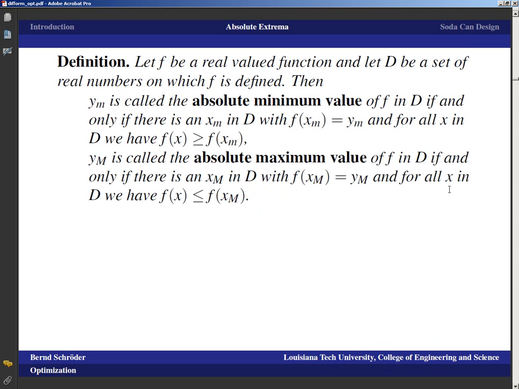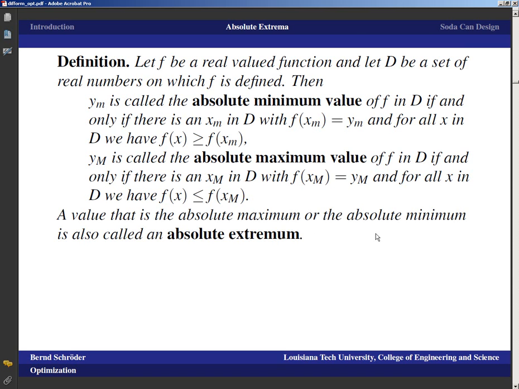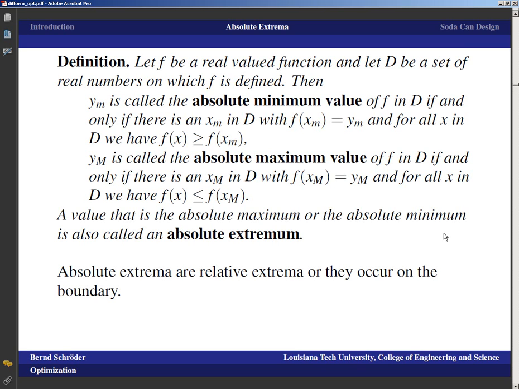And it must be so that for every x in that domain, we have f of x being smaller or equal than this absolute maximum value, this f of x sub n. A value that is an absolute maximum or the absolute minimum is called an absolute extremum. And absolute extrema are relative extrema, or they occur on the boundary.